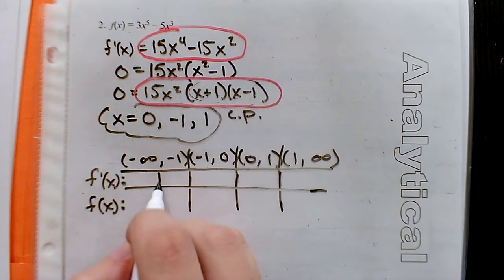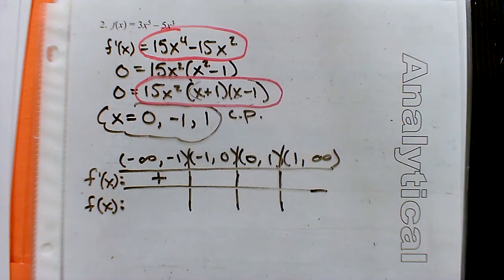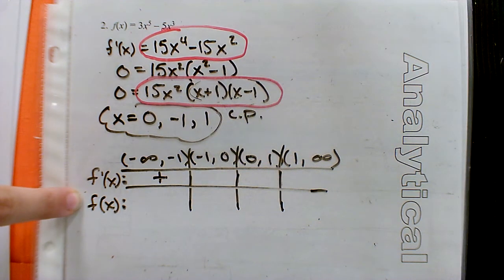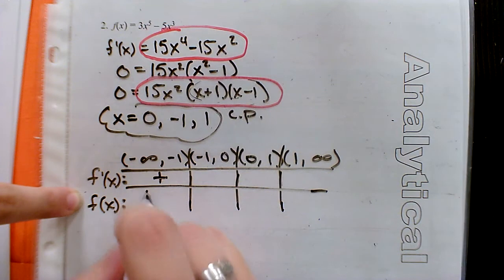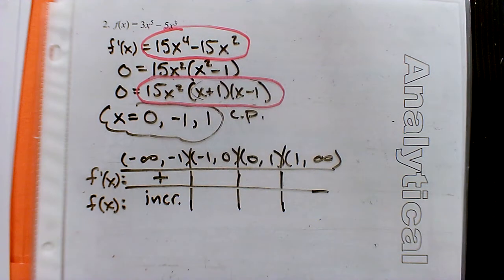Yeah, positive. Okay, I don't care about the number value. Don't worry about the calculation. You're just worried about the sign. So if the derivative is positive on that interval, how does the original function behave? It's increasing. Good.